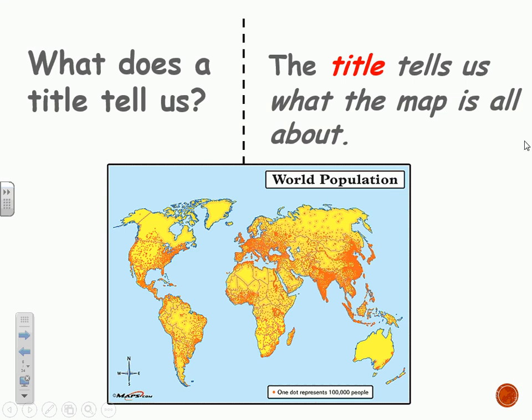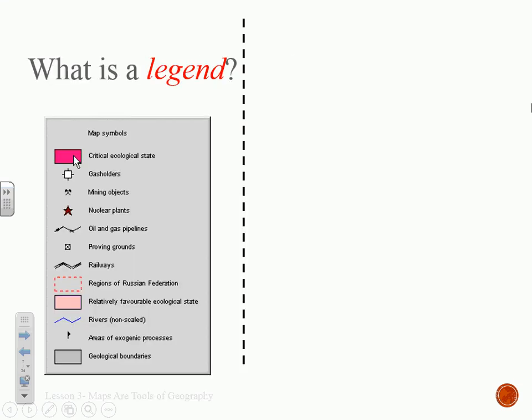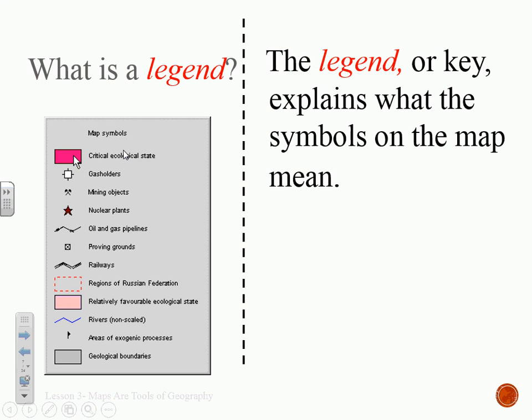The next feature is the legend, or you could hear it sometimes called the map key as well. This is what a legend will look like. It'll be a little box with symbols and words. The legend explains what the symbols on the map mean.